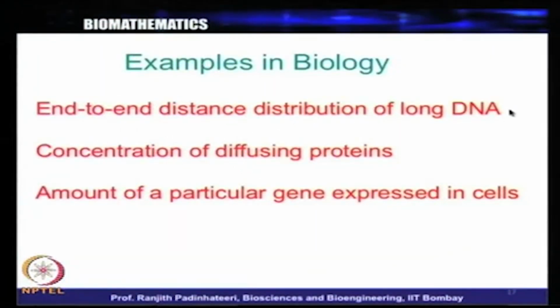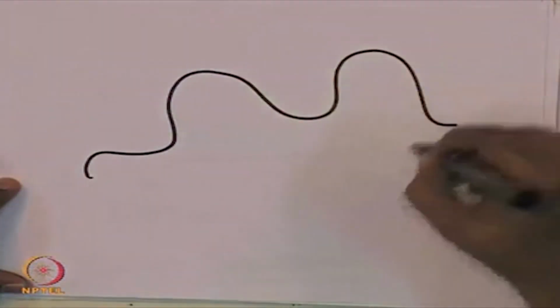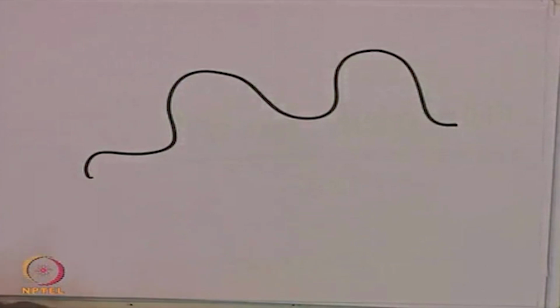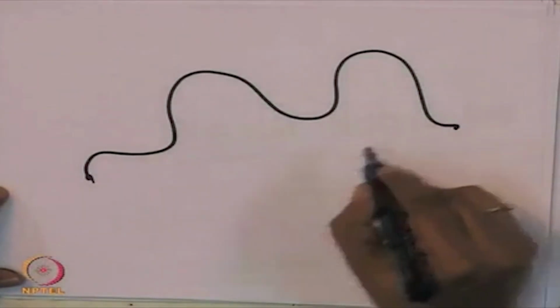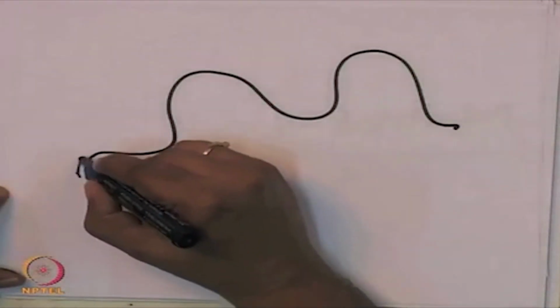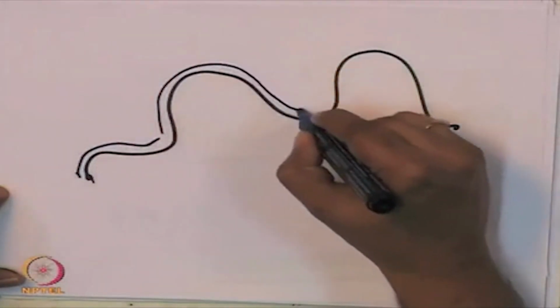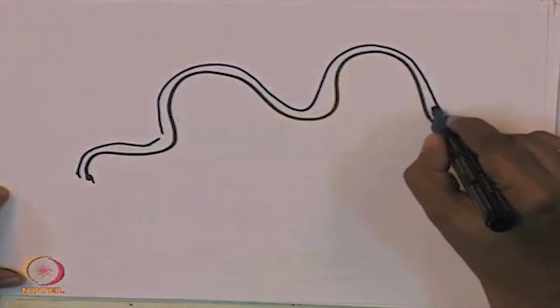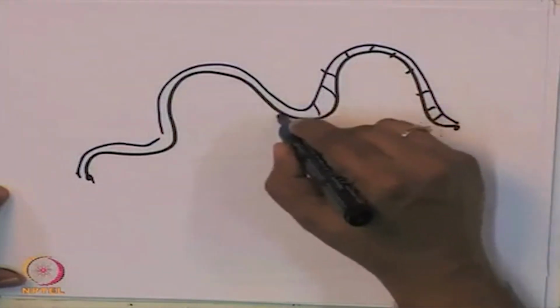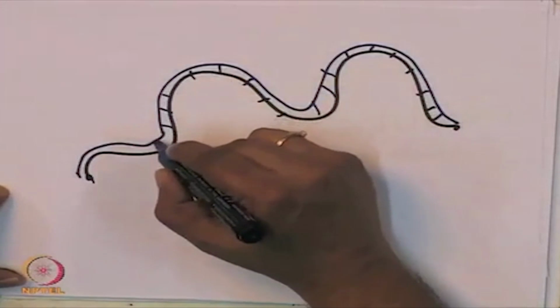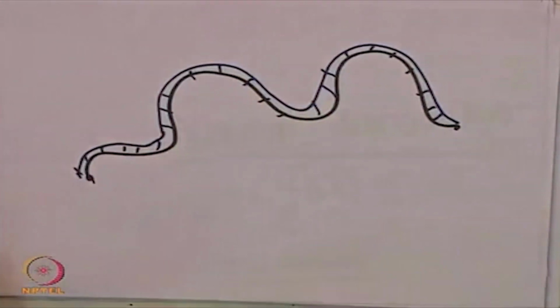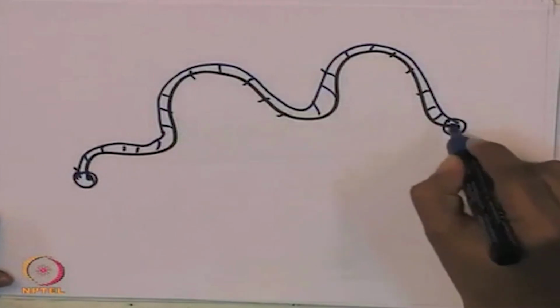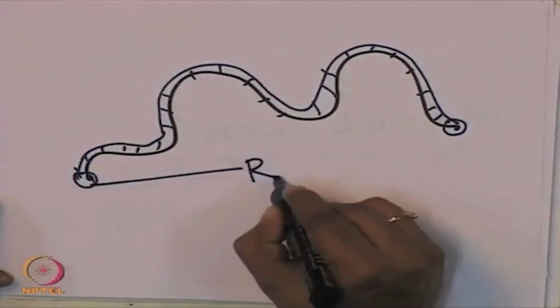end-to-end distance distribution of long DNA. What does this mean? Let us say you look at the DNA. Let us say DNA has some particular shape and you ask the question, what is the distance of the DNA from one end to the other end? This is like a double stranded DNA if you wish. I am just showing this double stranded DNA, so let us say a very long DNA, and you can ask the question, from this end to this end, what is this distance? Let me call this distance r.